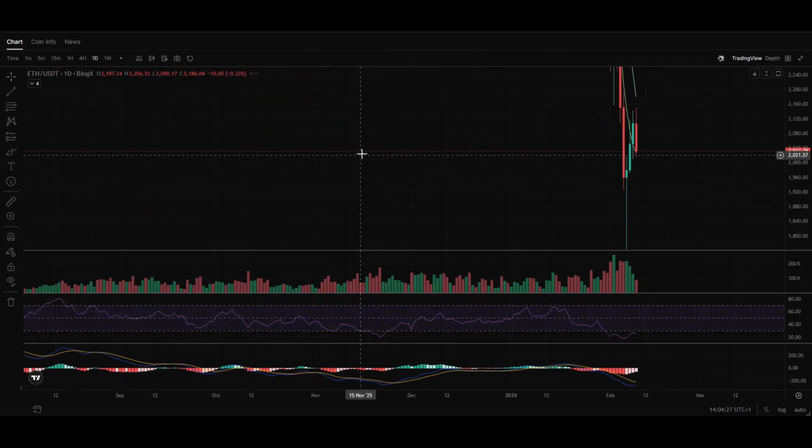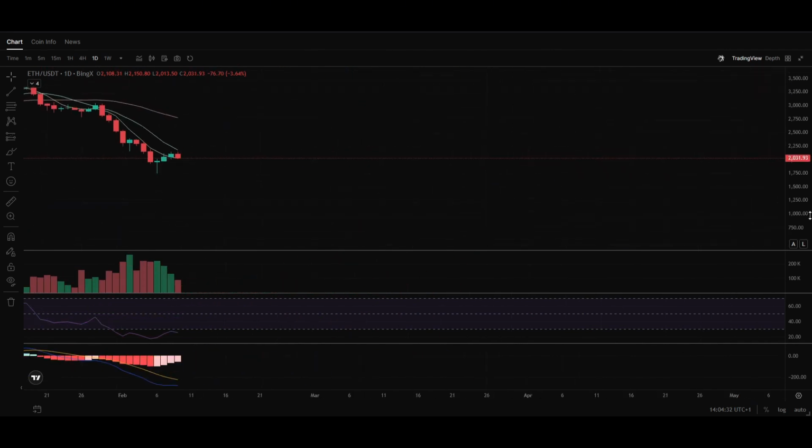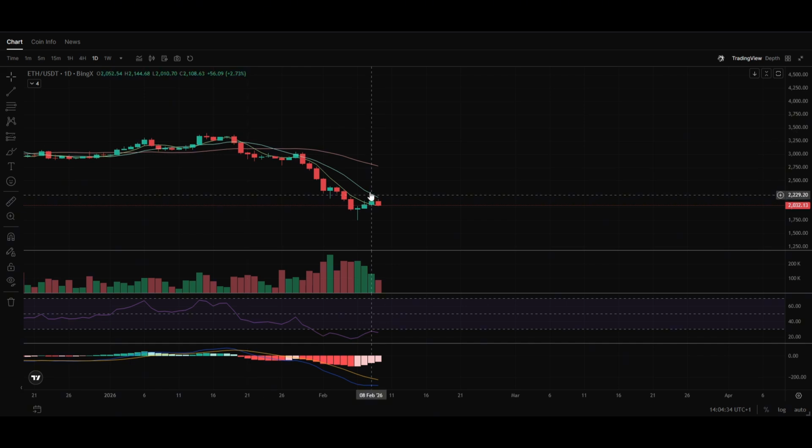Let's switch to the daily chart. This is a chart on the Binx exchange. We are a partner of Binx, so we'll also be making all these plays here. So, of course, we had a downward trend.